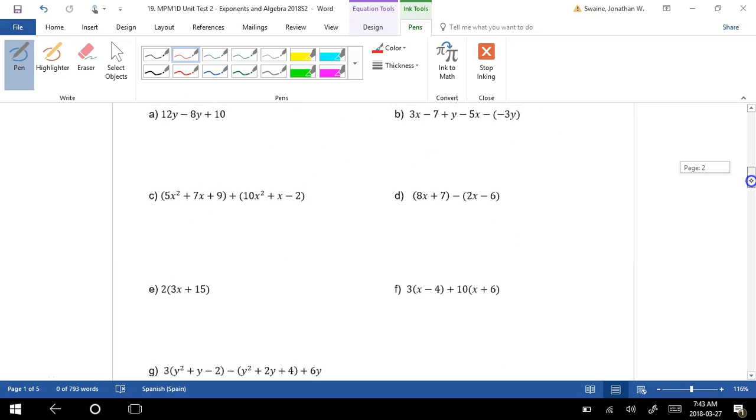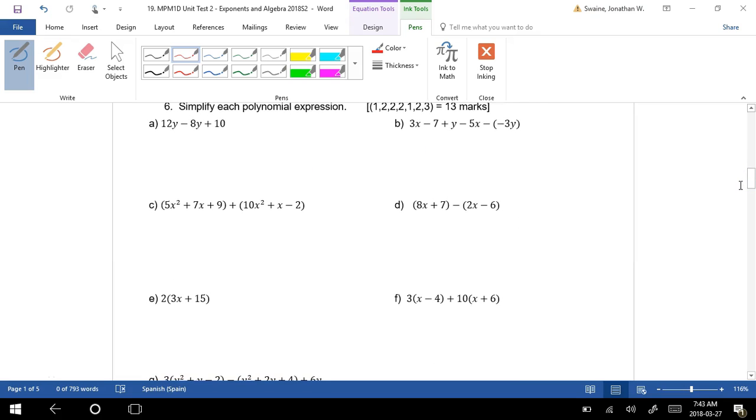Okay. Moving on, simplify each polynomial. Okay, so this is really about distributing, so multiplying, and also collecting like terms. So if I look here and collect my like terms, here's a y term, here's another y term, and here's a number. So if I take the y terms and combine them, I get 4y, and I've got a plus 10 on the end, and I can't do any more than that.